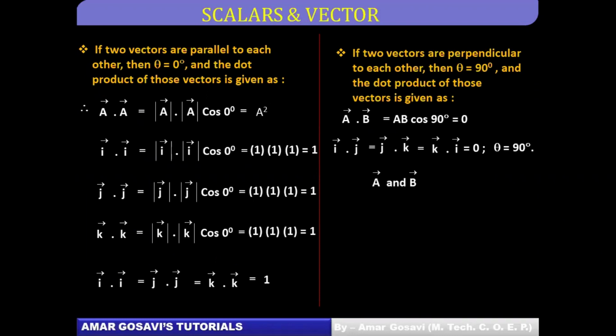Because theta is 90 over here. Okay. Now if I want angle theta in this case, so angle theta will be given as, if the definition you can see, a bar dot b bar is ab cos, instead of 90 let's put it as theta. So cos theta will be given as a bar dot b bar divided by magnitude of a bar multiplied by magnitude of b bar. This is how you can actually find out the angle between the two vectors, friends. That is cos theta.